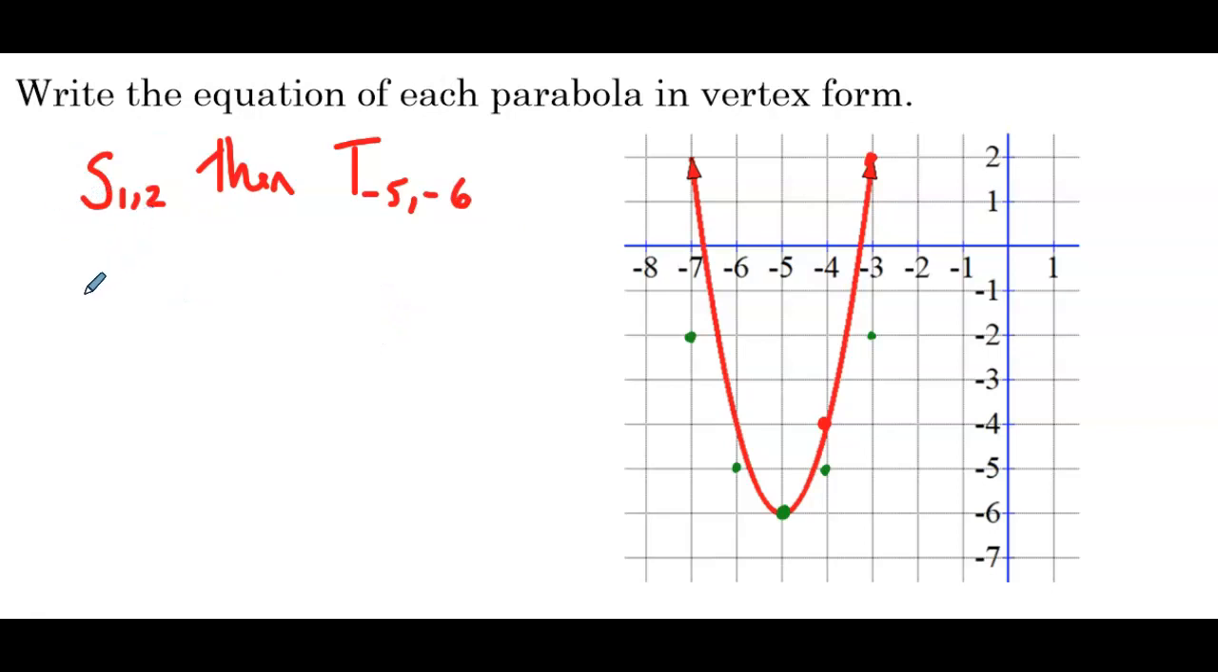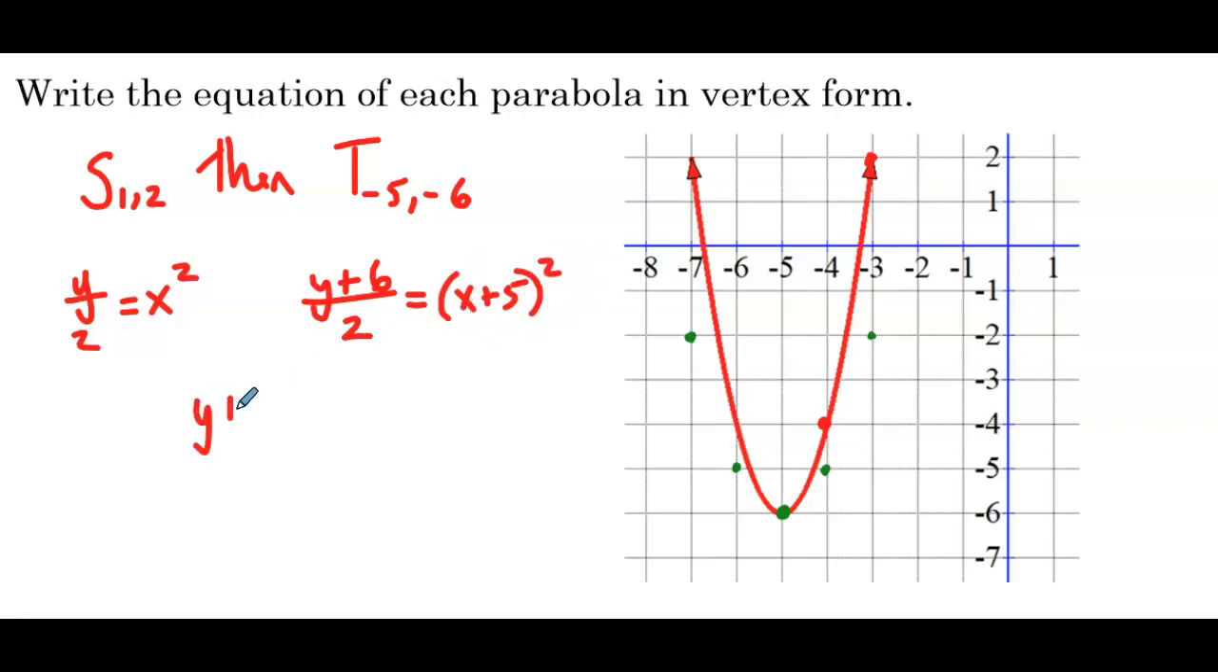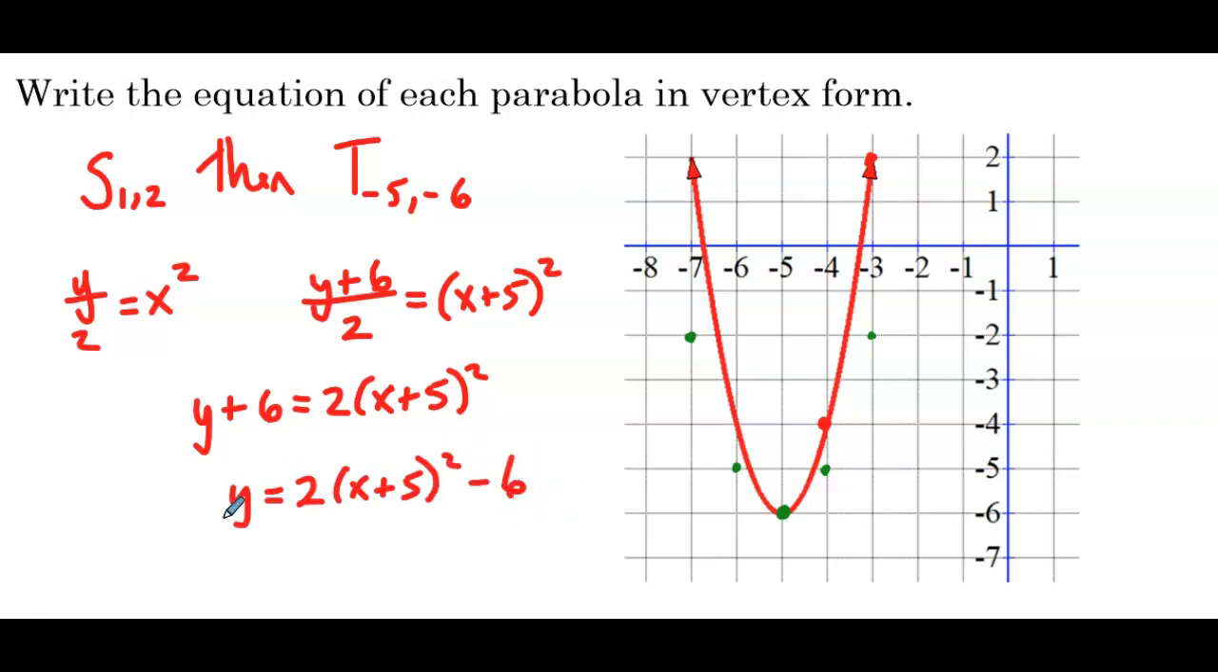So we'll start by applying our scaling. So we're going to divide y by 2. And then we're going to add 6 to y, all over 2 because y was in the numerator. And we're going to add 5 to x inside the parent function. So putting this in y equals form, we'd have y plus 6 equals 2 times (x plus 5) squared. So y equals 2 times (x plus 5) squared minus 6. So there we have our equation in vertex form.